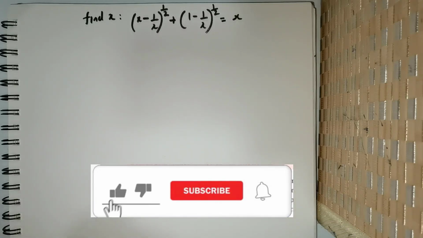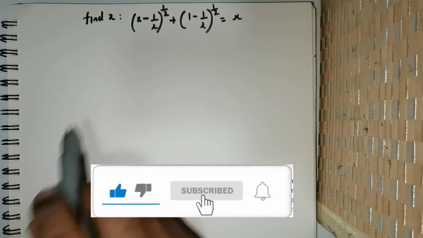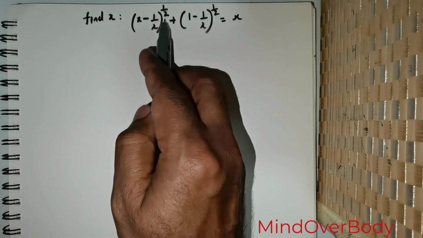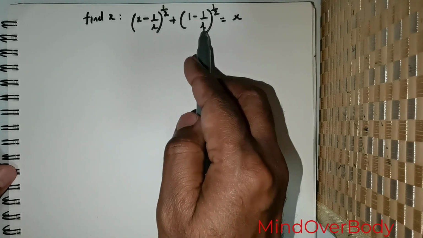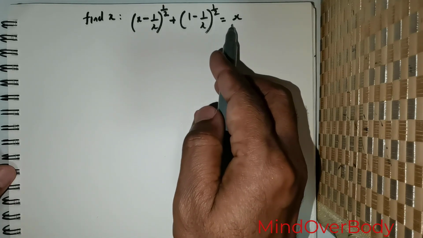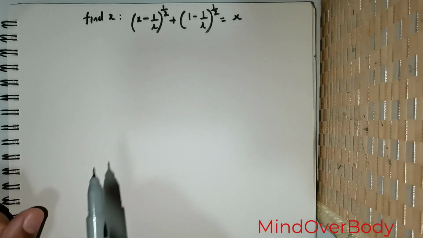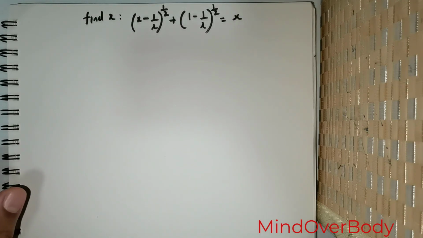Welcome students, we have been given this question: (x − 1/x)^(1/2) + (1 − 1/x)^(1/2) = x, and we are expected to find the value of x.